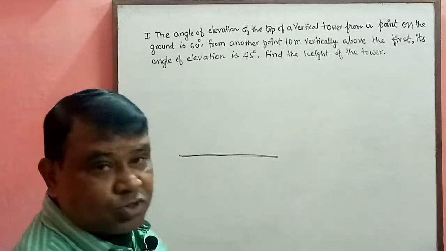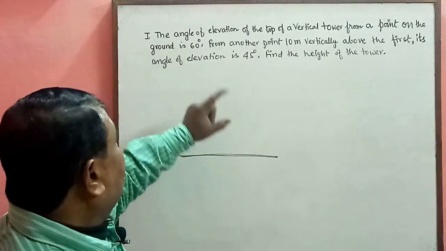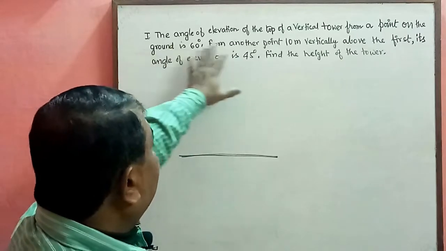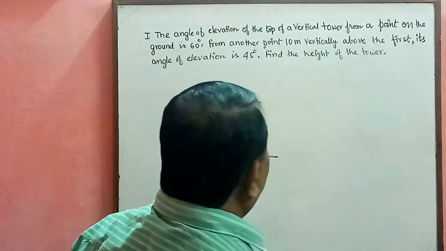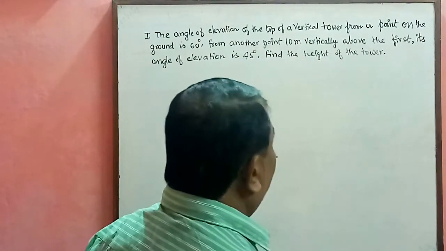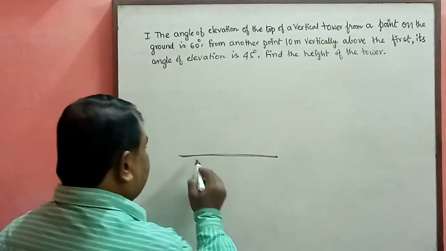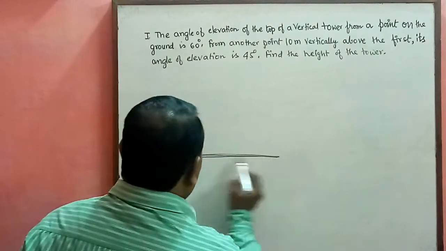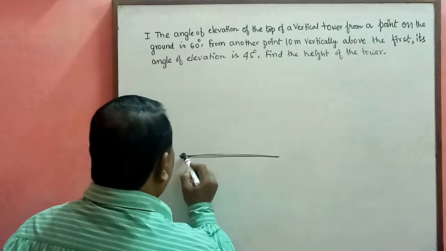Now I will solve this problem. The angle of elevation of the top of a vertical tower from a point on the ground. Let's say this is the point, this is the ground, and this is the point from the ground.